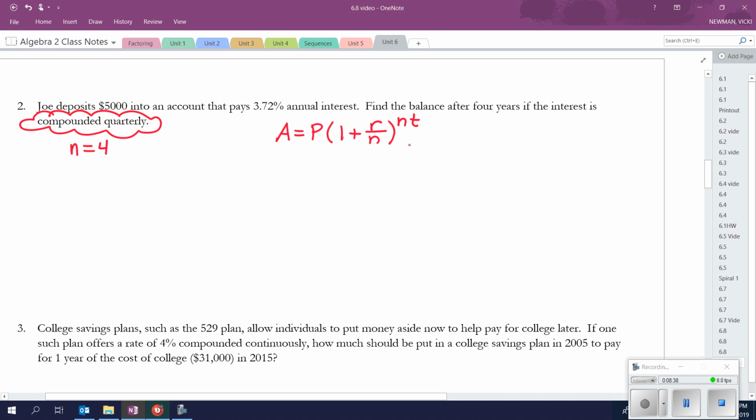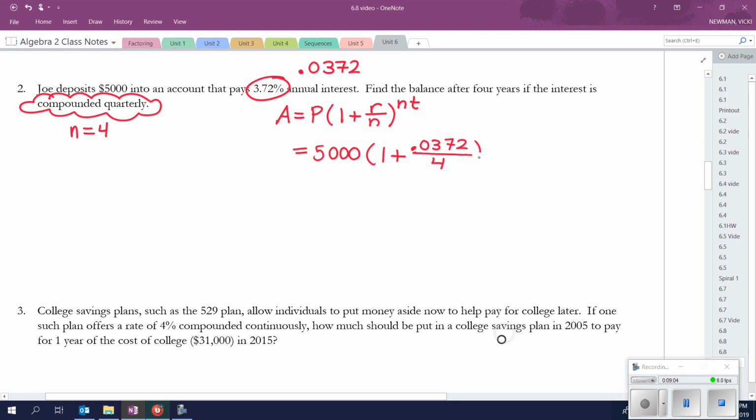Okay, so the initial amount, P, is 5,000. 1 plus, the rate is 3.72, so move that decimal twice. 0.0372 over n, n is 4, to the 4. And then, so n is 4, we're finding the balance after 4 years, so t is also 4. Cool? So we're going to calculate that.